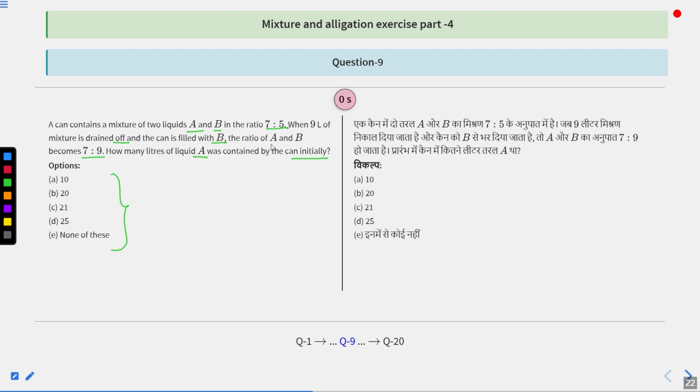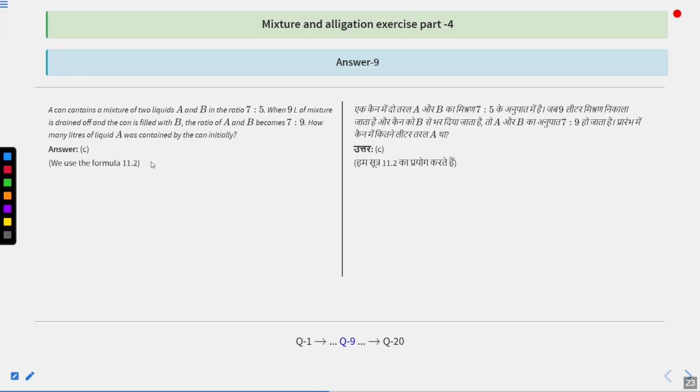Now time's up. Let's see the solution. We are going to use formula 11.2, which is the replacement formula. The question says that a can has two types of mixture, liquid A and liquid B, in the ratio 7:5. Some quantity is taken out. When 9 liters of mixture is drained off, it means 9 liters are taken off, and we fill it with B. The ratio becomes 7:9.